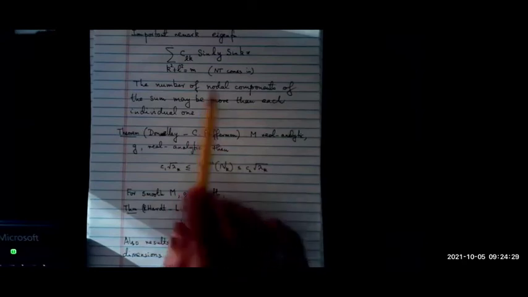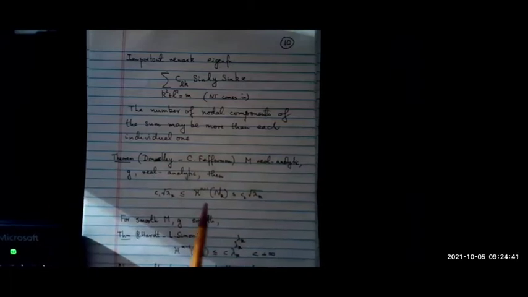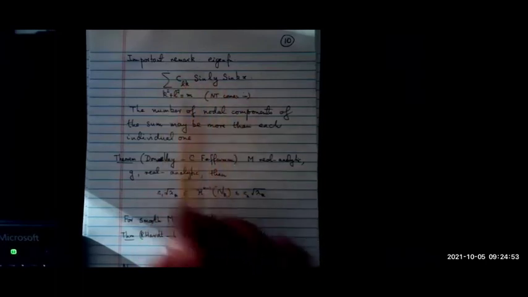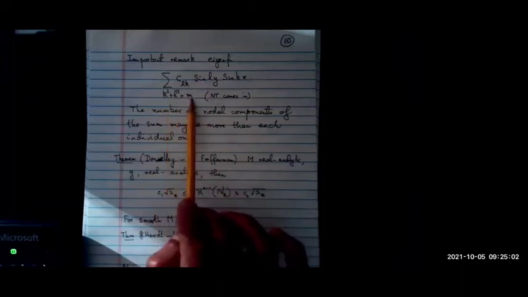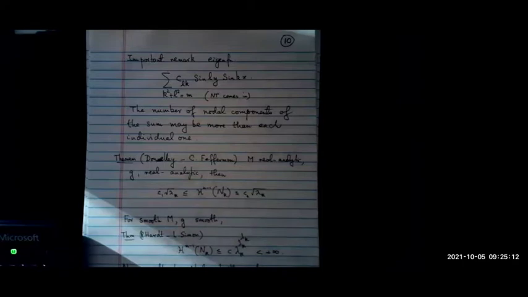I just want to also point out that if you combine these eigenfunctions, then the number of nodal components of this sum may be more than each individual one. Here the nodal components are these rectangles. It's possible that you can concoct constants and take linear combinations where these have multiplicity. You can look at the eigenfunctions corresponding to the same m, k squared plus l squared equals m, combine them and get more nodal components than for individual ones.